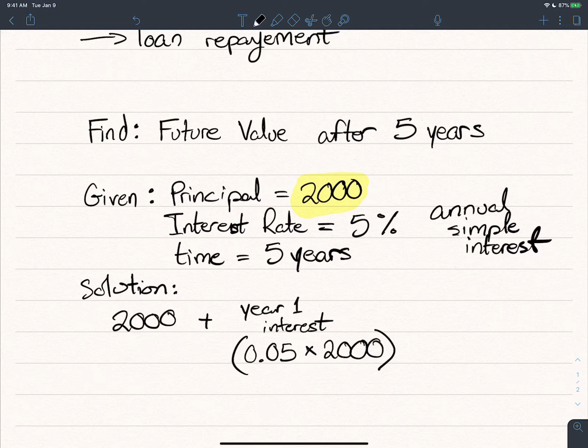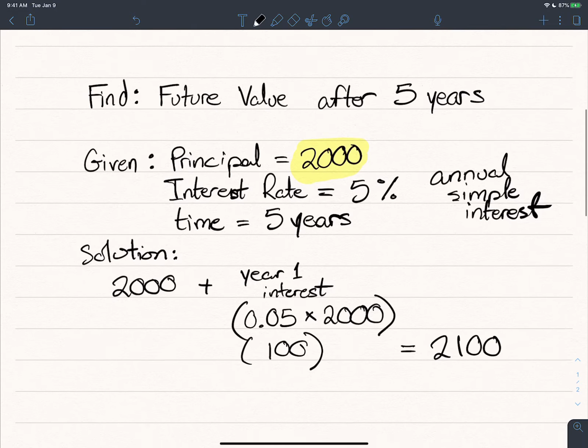So our year one interest is going to be $100. So that's going to be plus $100. So after year one, what are we going to owe? Well, 2,000 plus the 100. After year one, we have to pay $2,100.